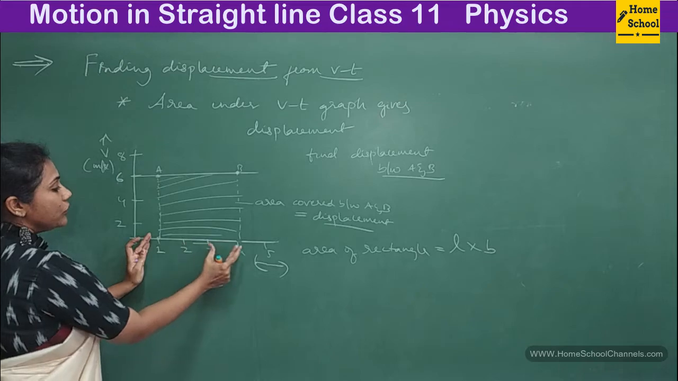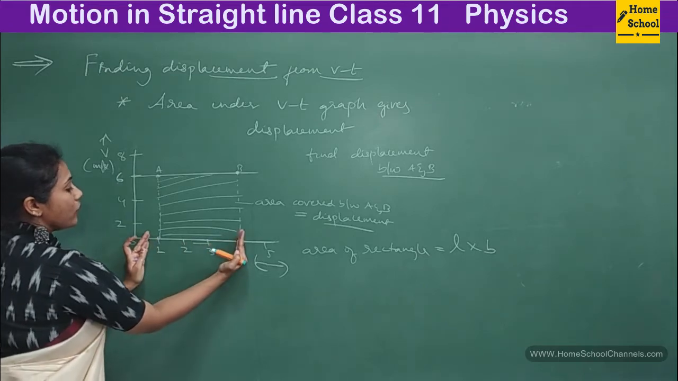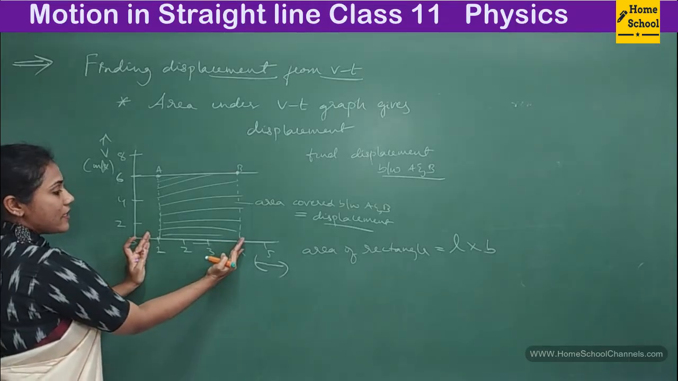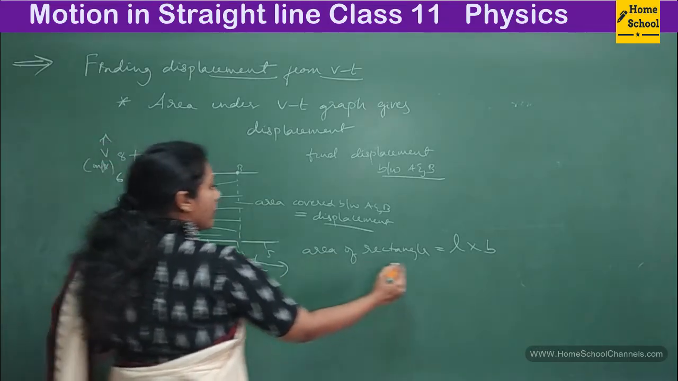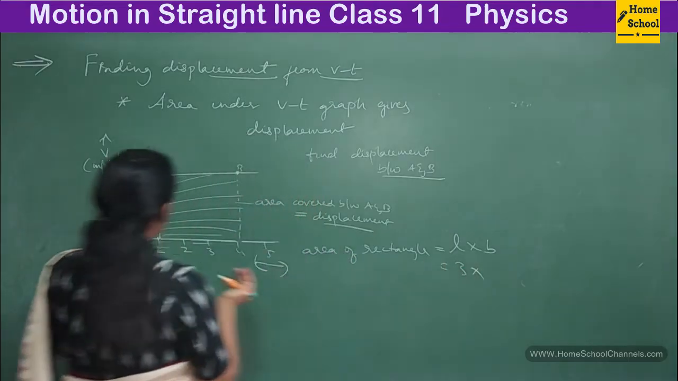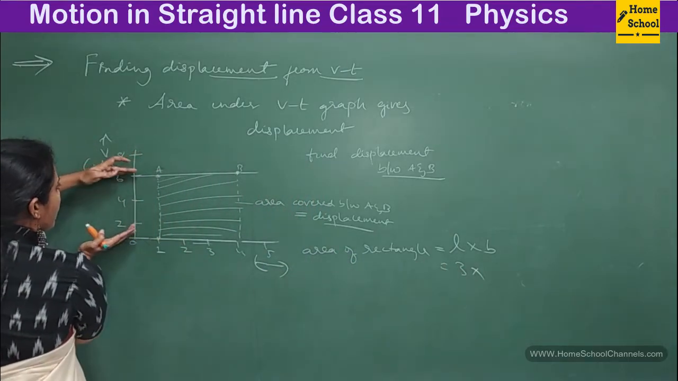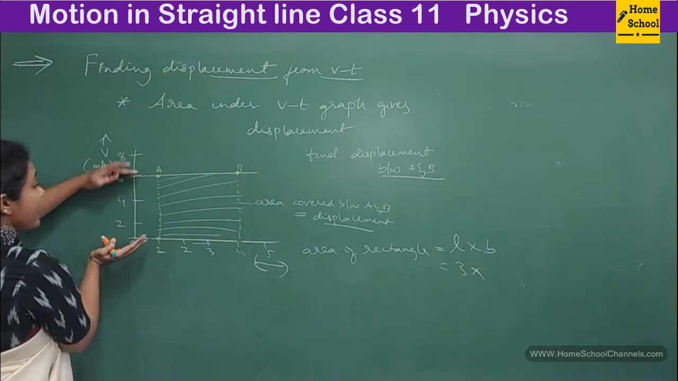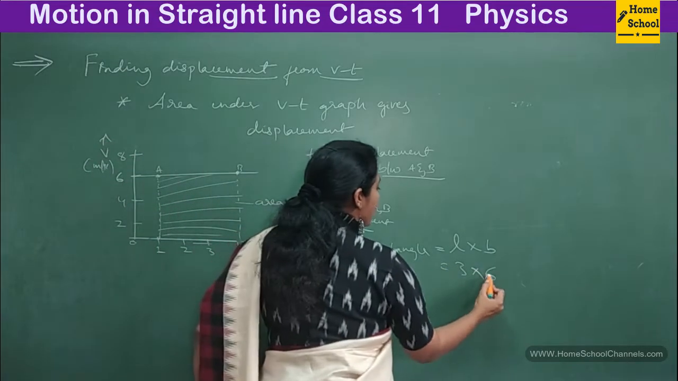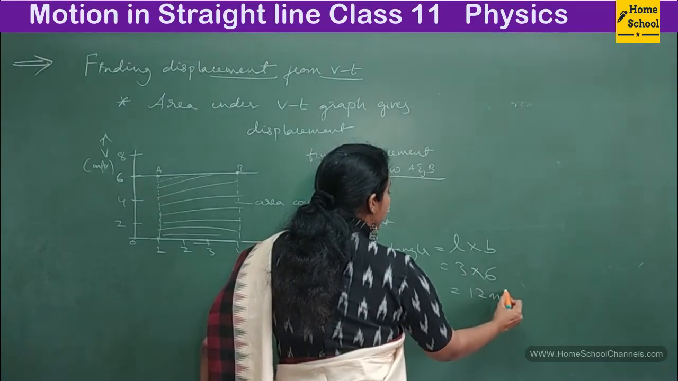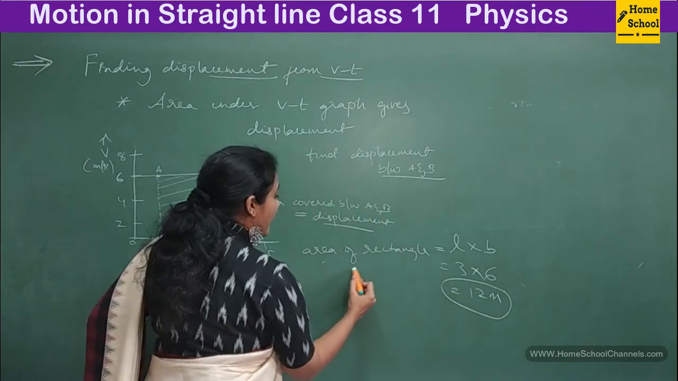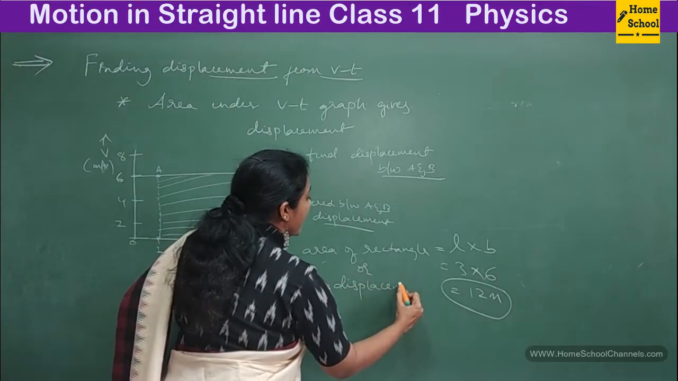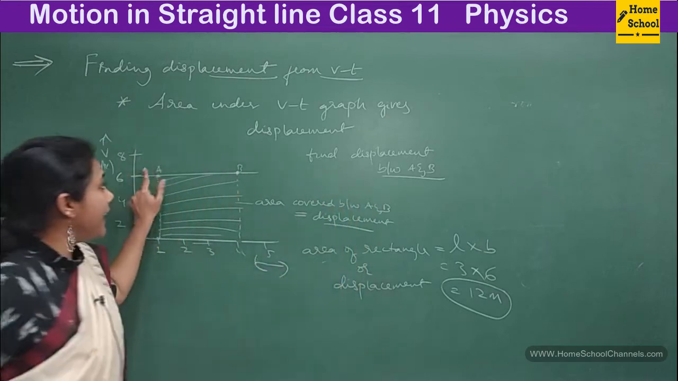So 4 minus 1, this much is the time gap on the t-axis. This is what makes your length, so it is 3 into breadth. The breadth is this much. You have to check the velocity difference, 0 to 6, that means 6 meters per second. So 3 times 6, 12 meters is the displacement. So the area of the rectangle itself is the displacement of an object from A to B.